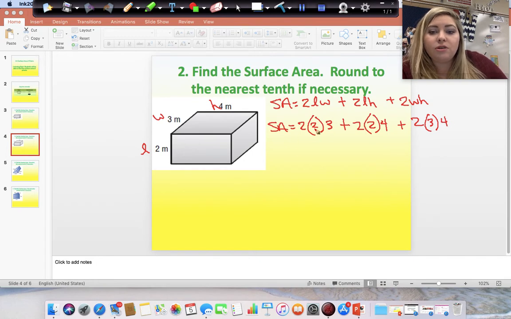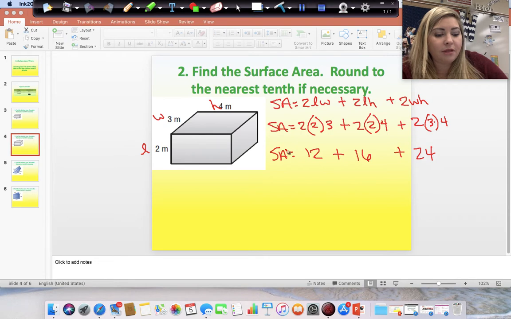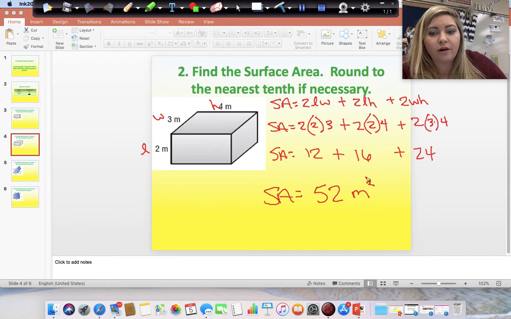So 2 times 2 is 4, and 4 times 3 is 12. 2 times 2 is 4, and 4 times 4 is 16. 2 times 3 is 6, and 6 times 4 is 24. Add those numbers together. 12 plus 16 plus 24 equals 52. So my surface area for this rectangular prism is 52 meters squared.